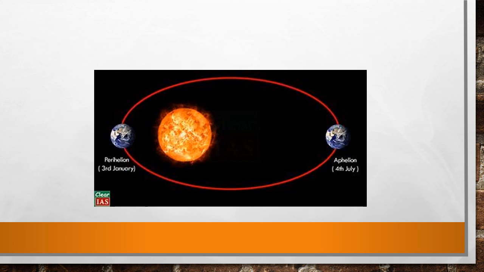Now these differences in distances during perihelion and aphelion are small when compared to the great distance between the Earth and the Sun, and therefore it is not the cause for seasons. Now it should be noted that Earth is closest to the Sun in winter. Can you see 3rd January? And obviously this is not the cause of the season. So perihelion and aphelion have nothing to do with the seasons, because it is mainly the inclined axis and the revolution which are actually responsible for creating the seasons.